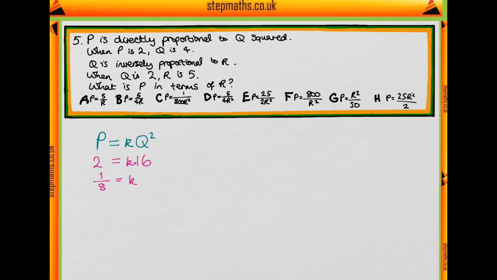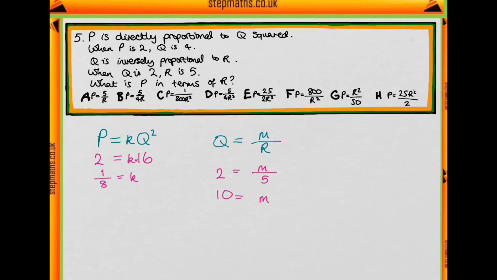So have a go and see if you can use the same idea to find a relationship between Q and R and the constant that links them together. So we now have that Q is inversely proportional to R, which means that Q is equal to some constant divided by R. Now again, we have a case when Q is 2, R is 5, so let's plug those numbers in to find our constant M. When we do this, we get that 2 is equal to M over 5, and so M is equal to 10.